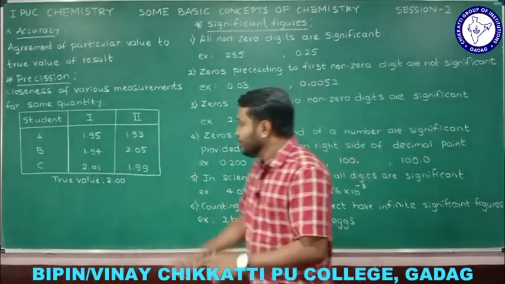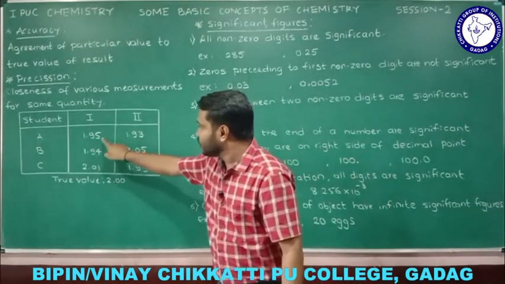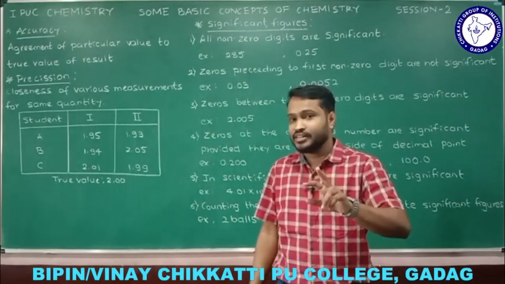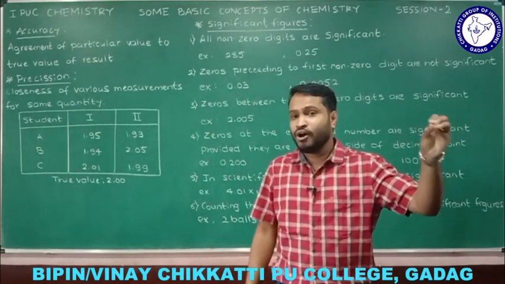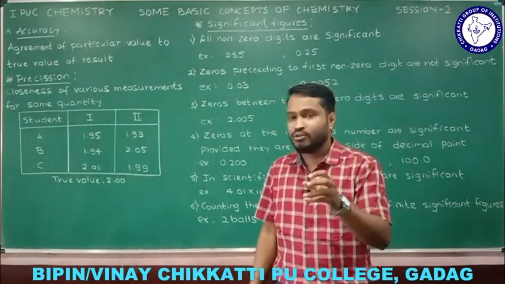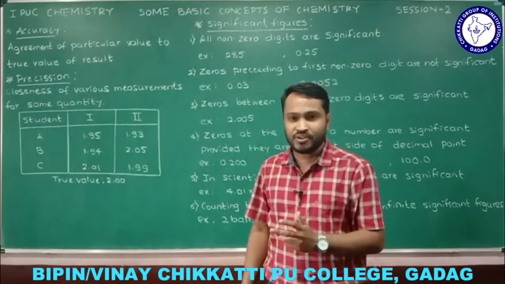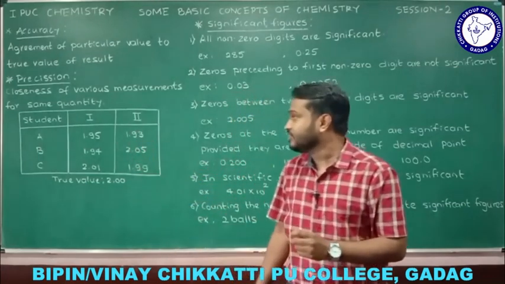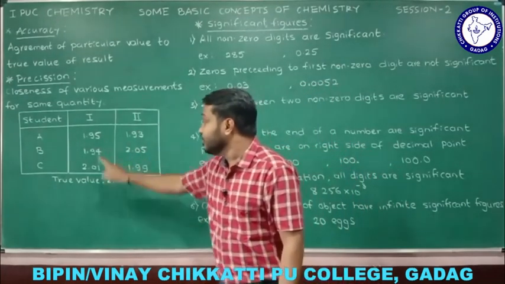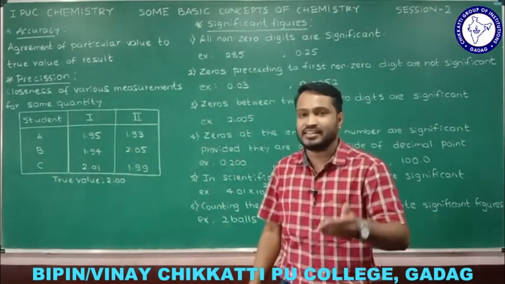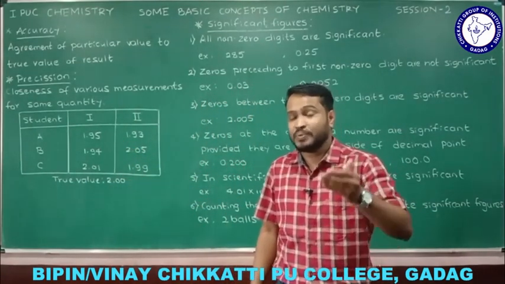Now he got the 2 readings 1.95 and 1.93. These 2 readings, of course, are not near or equal to the true value, but these 2 are almost nearer to each other, 1.95 and 1.93. So what I am going to say here is that student A gets the precise reading.